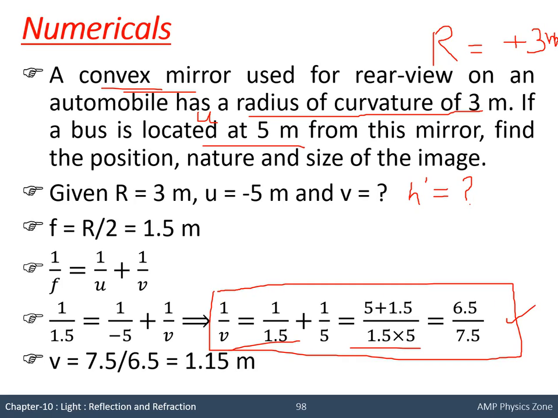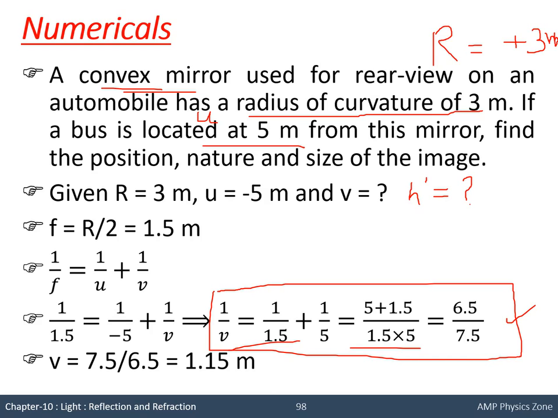So 7.5 divided by 6.5, that will be 1.15. So this is the position of the image from the mirror. Okay, we can check it, it will be positive because in a convex mirror the image formed is always virtual, so it will be behind the mirror, so it should come positive. Ready? Now for size and nature.